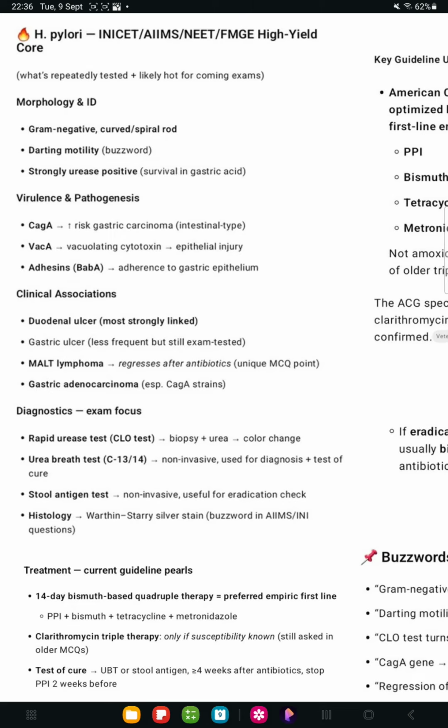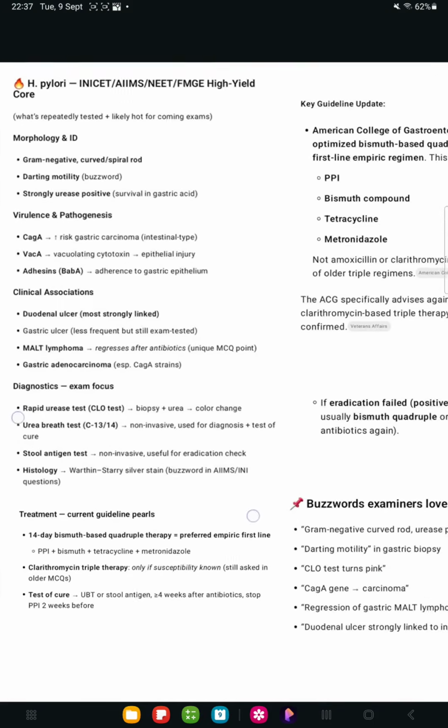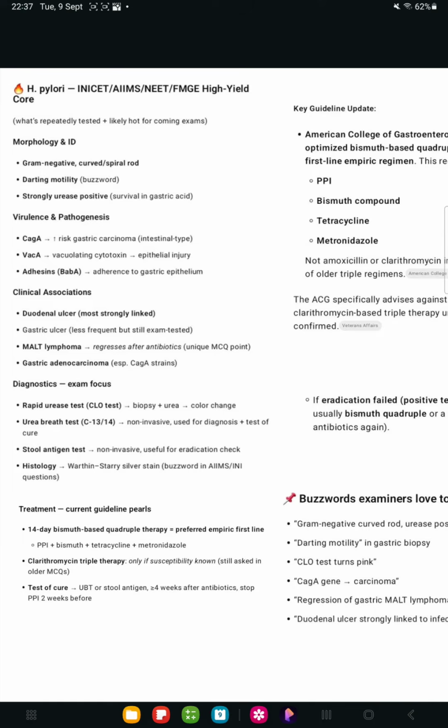Now the clinical associations. Duodenal ulcer is more strongly linked, and gastric ulcer is less frequently linked with this. MALT lymphoma, we have to remember that it regresses after the antibiotics, and gastric adenocarcinoma is due to these CagA strains. Now the diagnostics used for this disease, which mainly causes peptic ulcer disease.